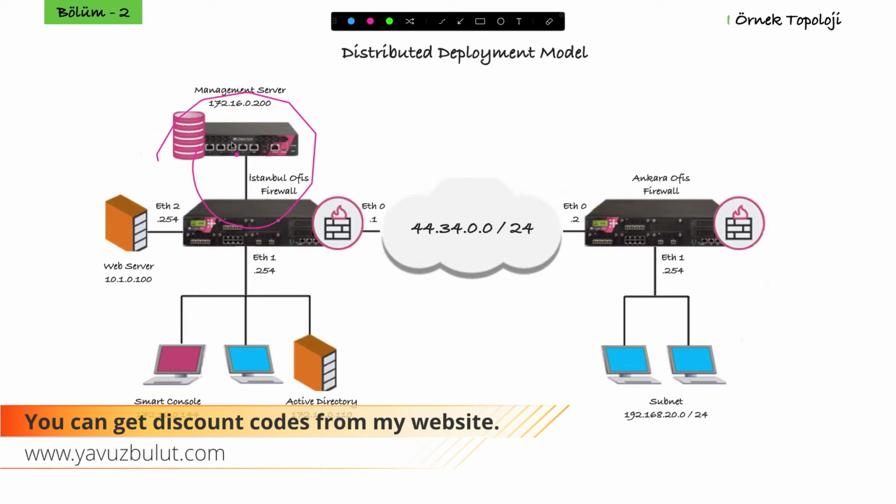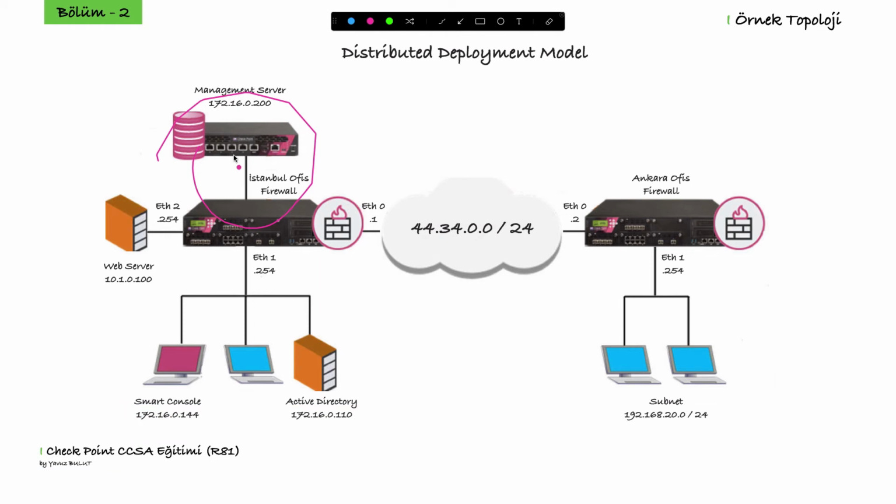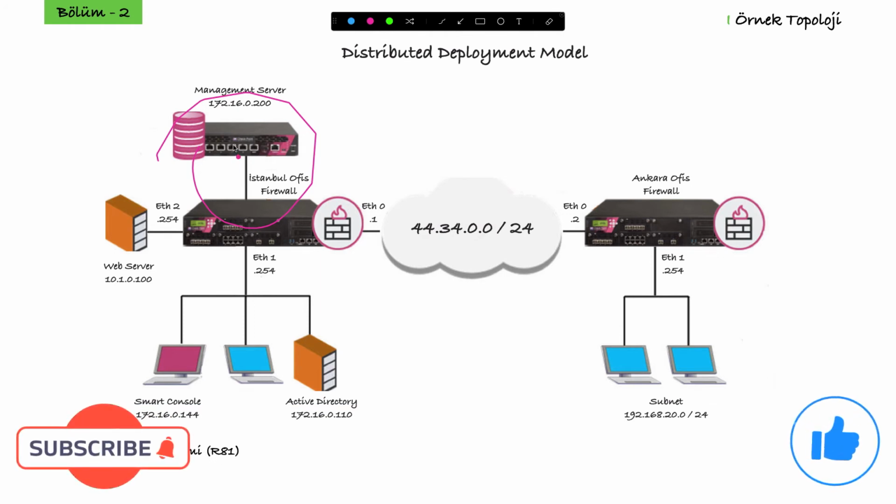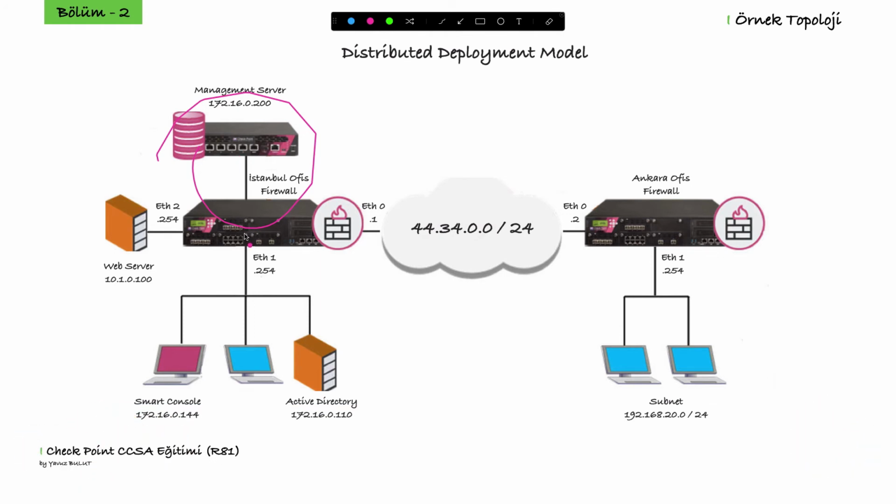We will set up our management server and firewalls separately and manage them through the management server. If there are hundreds of firewalls in your network, you get one management server and you can manage your firewalls by registering these firewalls to the management server. We call this model the distributed deployment model. As I said, if you do not use a management server in your network, you can use your devices as standalone. When I have already installed, I will explain the management server and security gateway stages in detail.